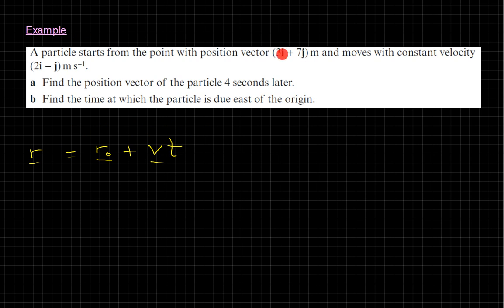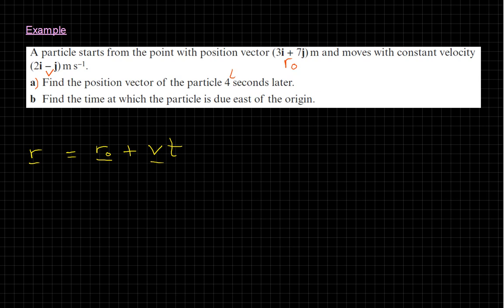So this thing, 3i plus 7j, what is that in this context? That's the start position. So it's a position vector, and it's where it first starts. So this thing is R0, our R0, the start position. Constant velocity 2i minus j, that's our v. And in the case of part A, we've got t here, that's the 4 seconds. So that should be enough information, right?